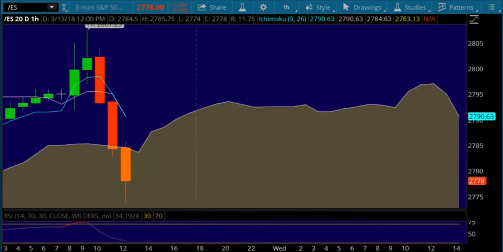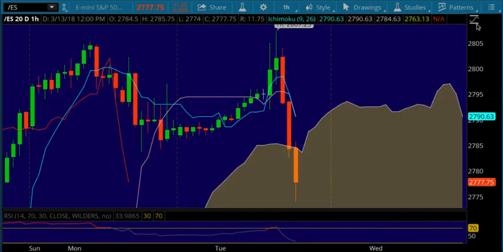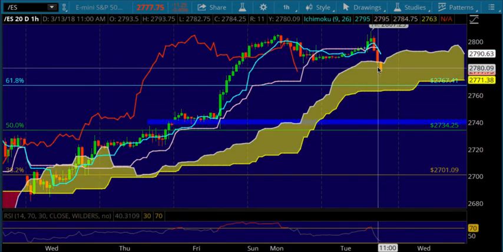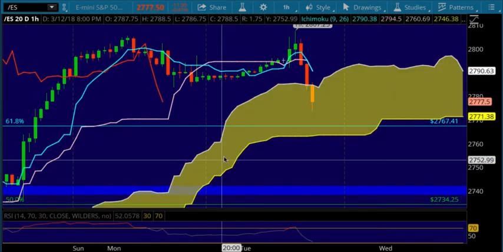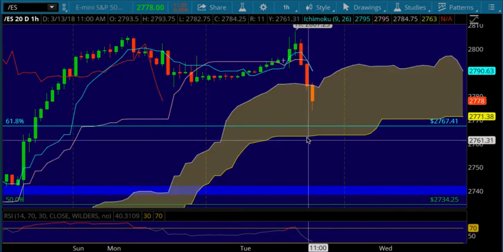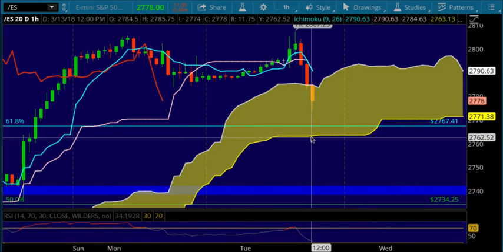We do have support down here at the bottom of the cloud, and that's around 2763. So keep an eye on that level if we do trade down there.